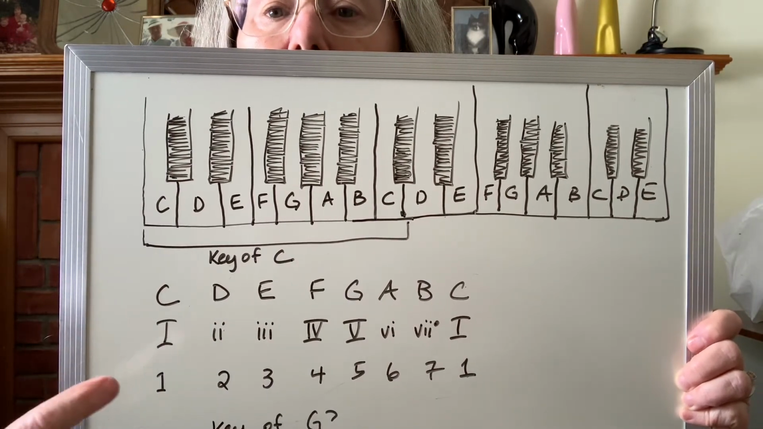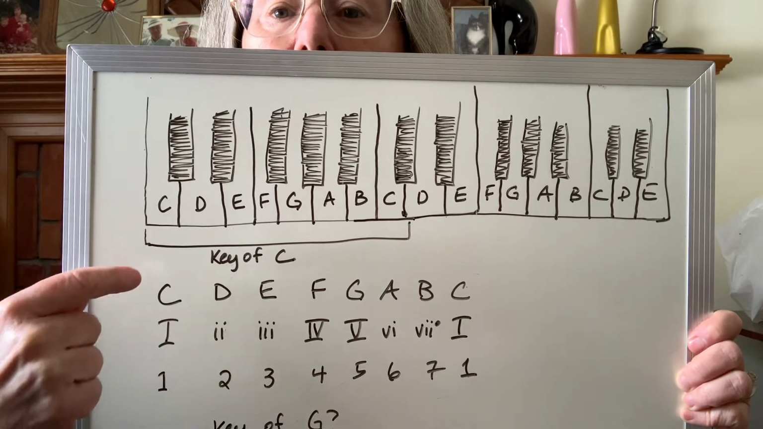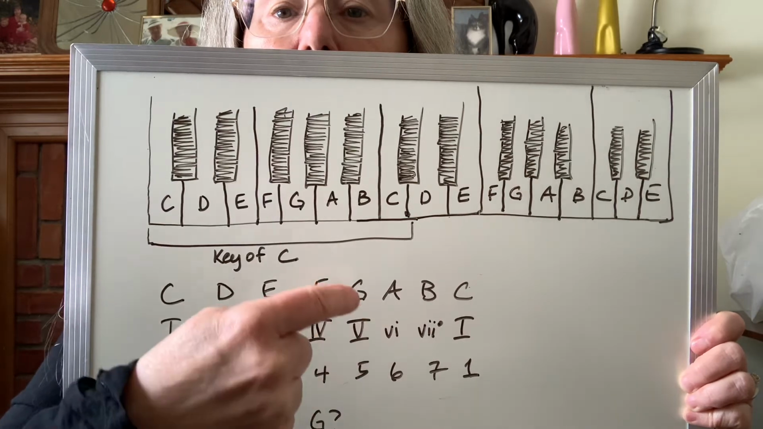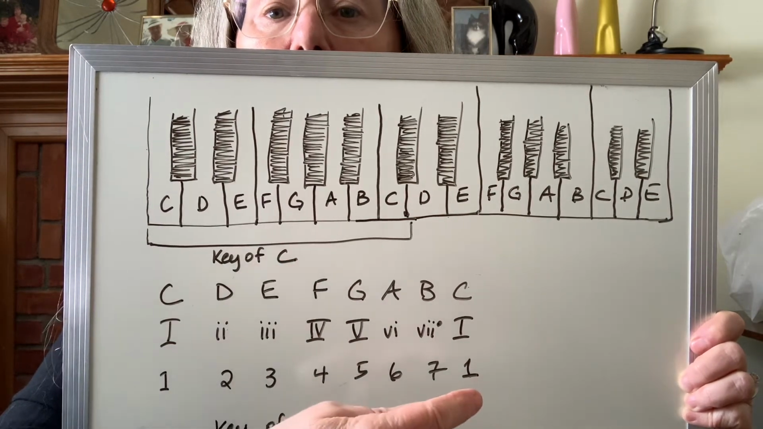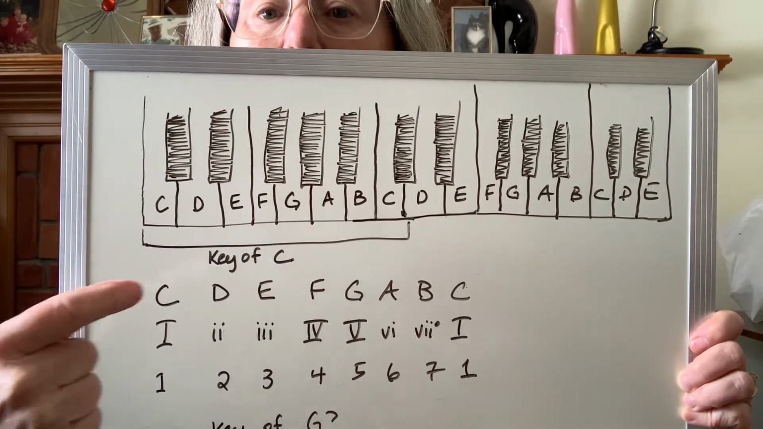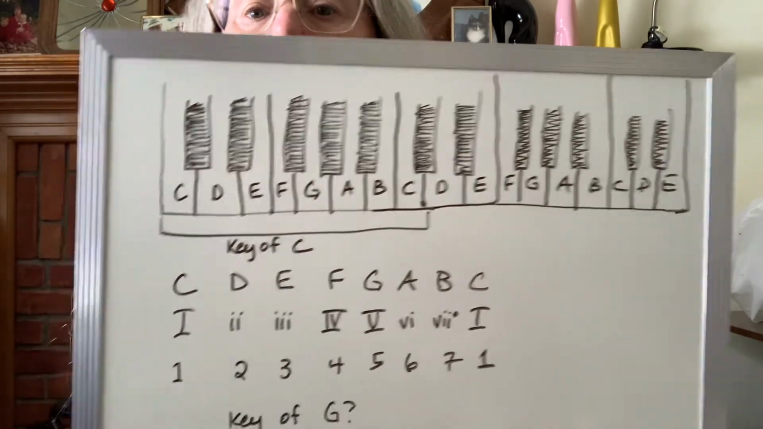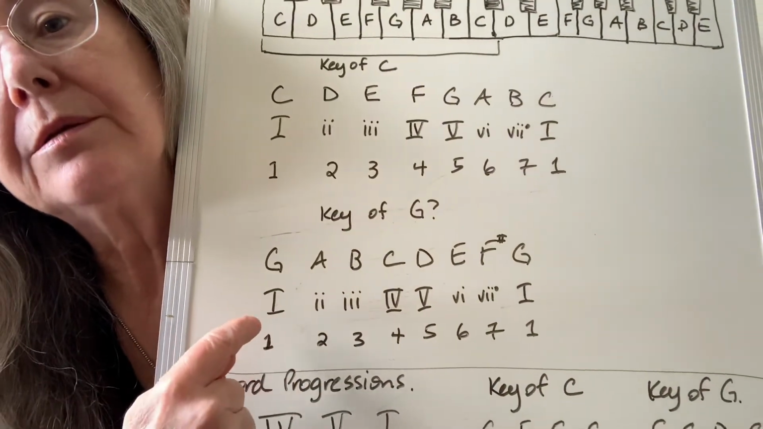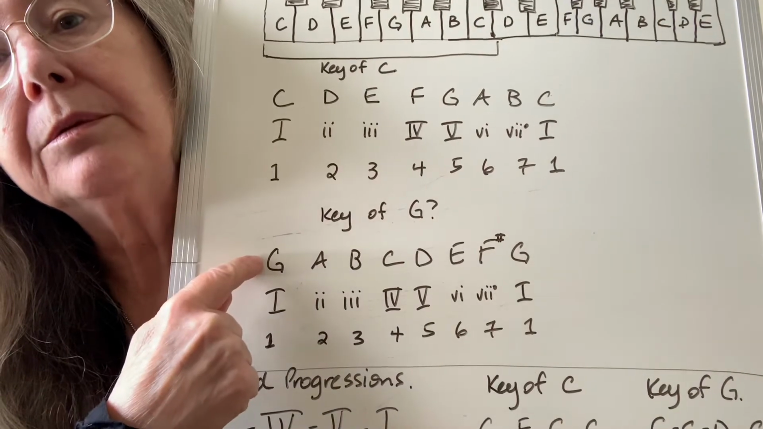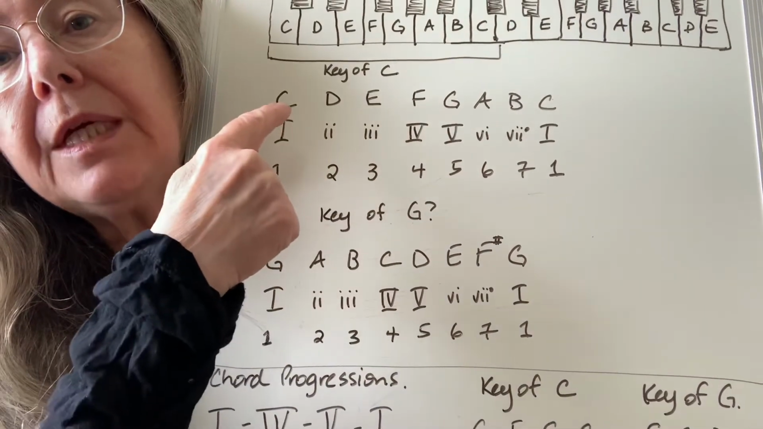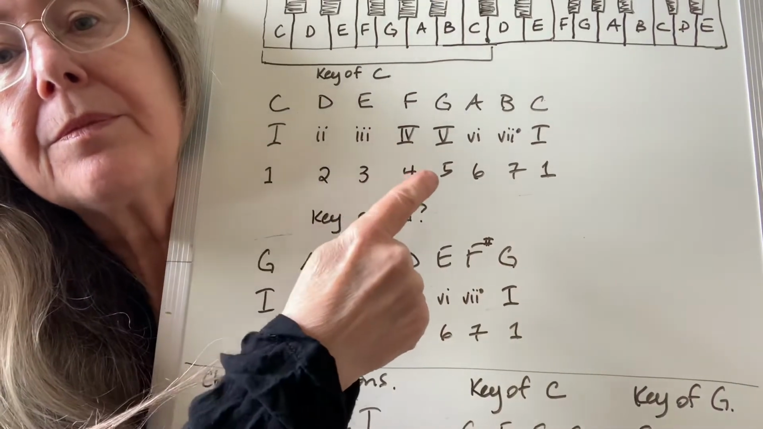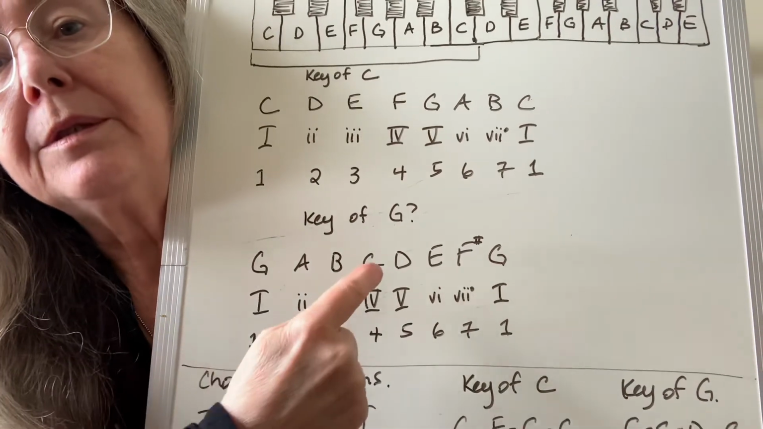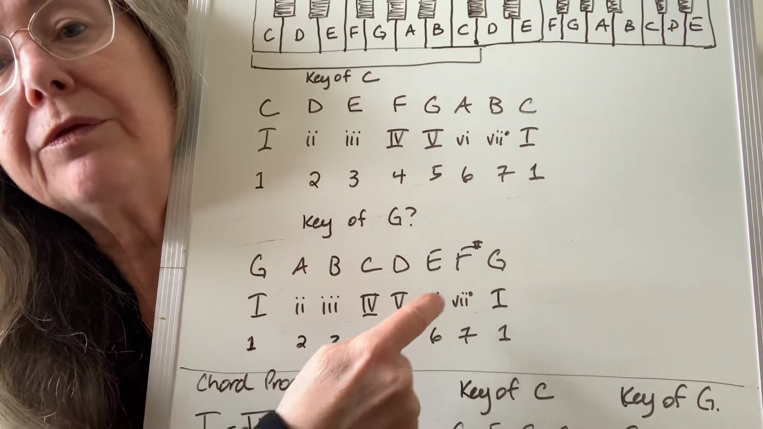So in the key of C, the 1 chord is C, the 4 chord is F, the 5 chord is G, and again the 1 chord is C. Either one, same chord, just a different pitch. In the key of G, same rules apply, but in the key of G, 1 is G. So over here in the key of C, 1 is C, G is 5. In the key of G, G is 1, C is 4, D is 5, and G is 1 again.